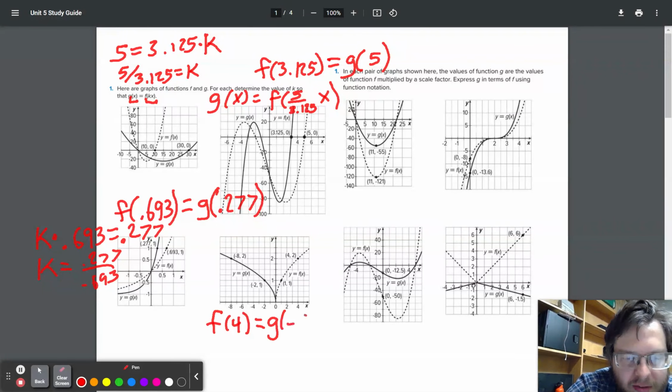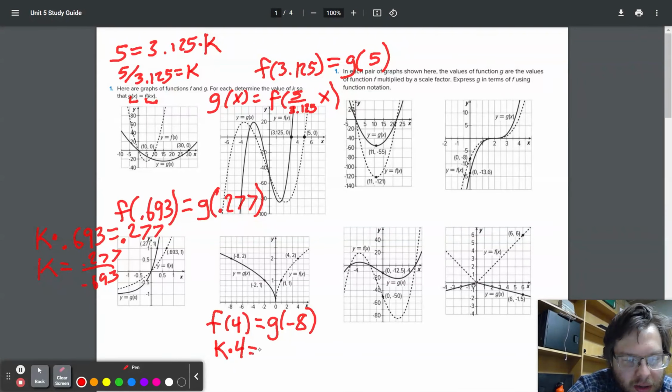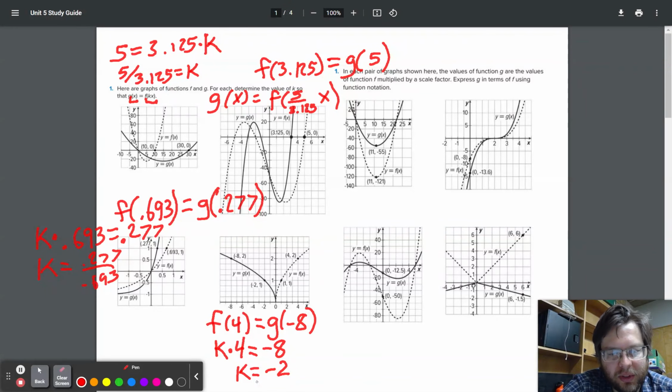And then the last one here, I have that f of 4 is equal to 2, and g of negative 8 is equal to 2. So I want g of x to equal f of kx. So I want k times 4 to equal negative 8. So what I'm noticing is that k is equal to negative 2. What that means is two things: it's flipped over and it's twice as narrow.